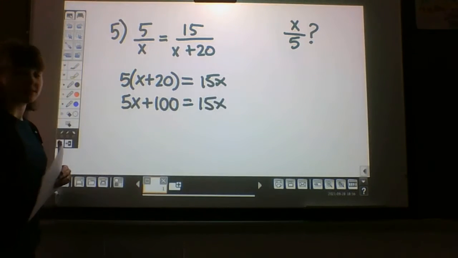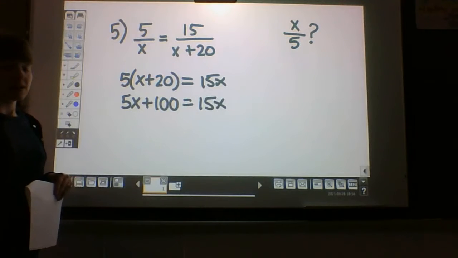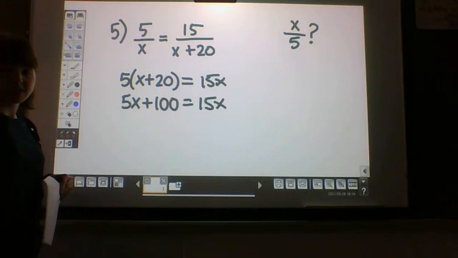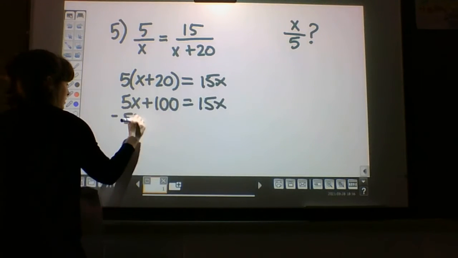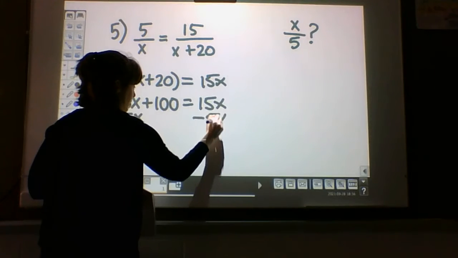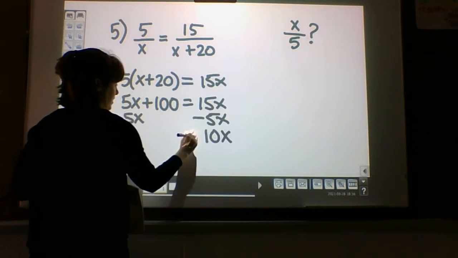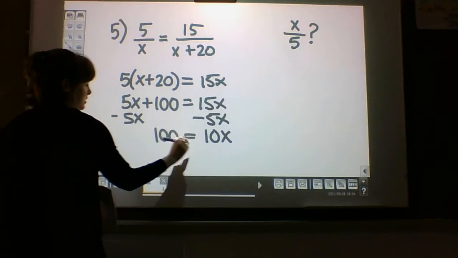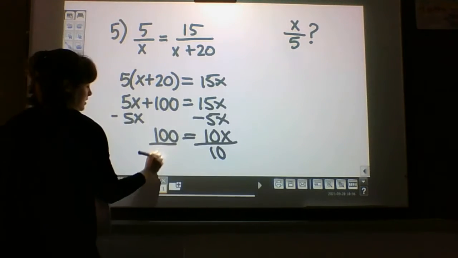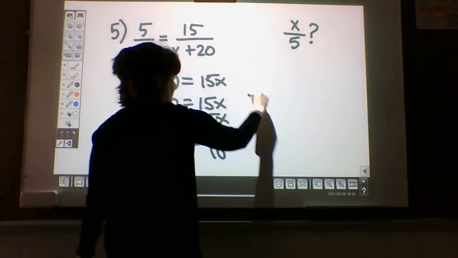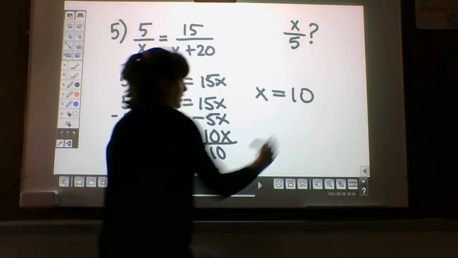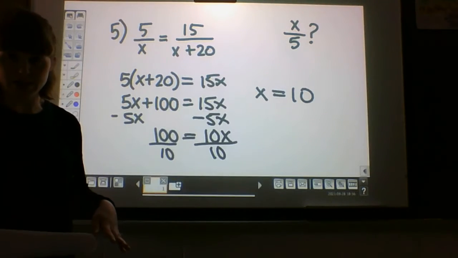Okay, so now I've got that. Now, the next move is going to be to subtract 5x on both sides. And now I have 10x equals 100. So we're going to divide by 10. Then x equals 10.